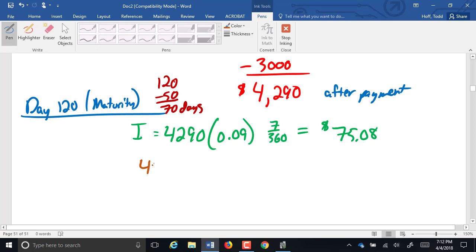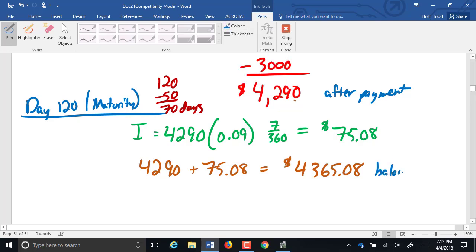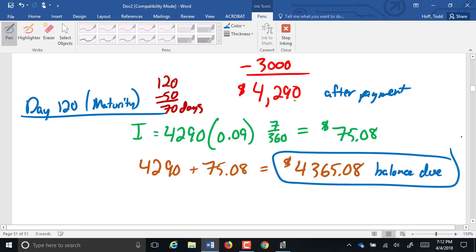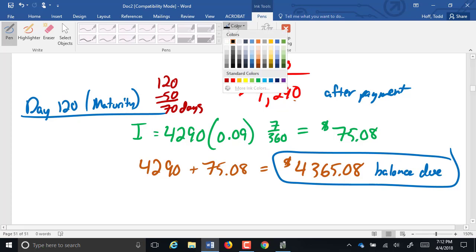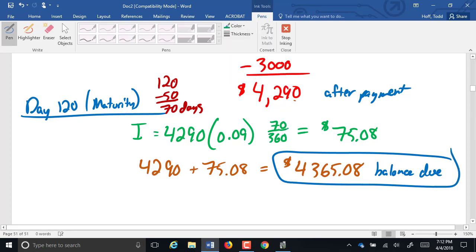So that's going to get added to the 4,290, so it's $4,365.08 is the balance due. So that's the first thing we were asked to find. Where does that come from? The 7, oh, that should be 70. My 0 disappeared on me again. Thanks for pointing that out. This thing's been acting up today.